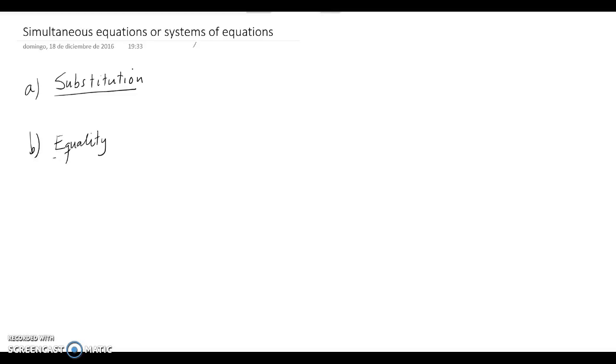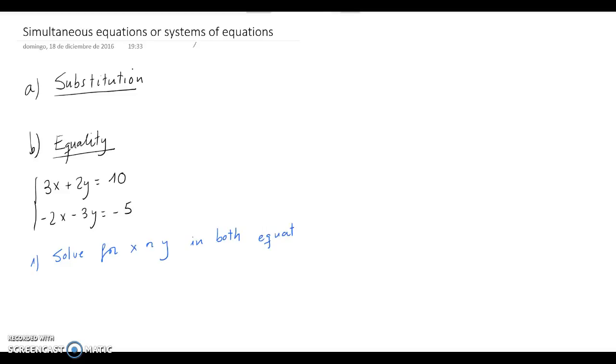As I said before, it's really similar to the substitution method. Let's see a system. I'm going to have 3x plus 2y equals 10, and minus 2x minus 3y equals minus 5. What I have to do is basically the same steps, but now I have to solve for one variable, x or y, in both equations.